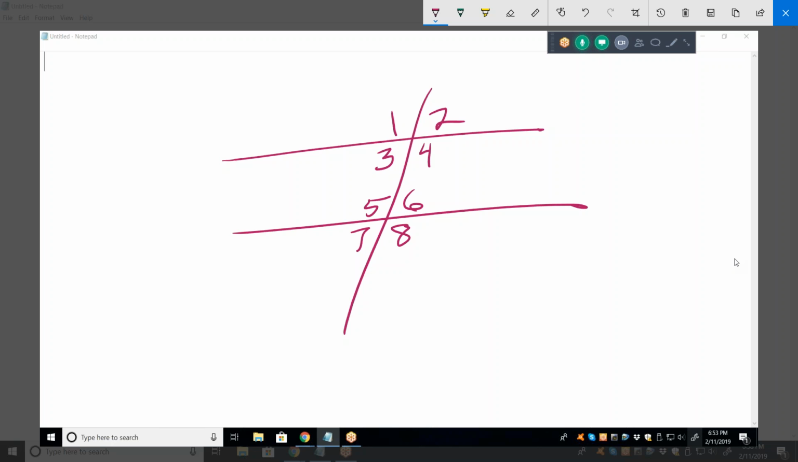Okay. What is 1 and 3? What are those called? They're a linear pair also. Corresponding is these. 1 is corresponding with 5. Notice that it's in the same kind of position. They're both obtuse, so they're the same. Also, 2 is corresponding with 6. 4 is corresponding with 8, and 3 is corresponding with 7.